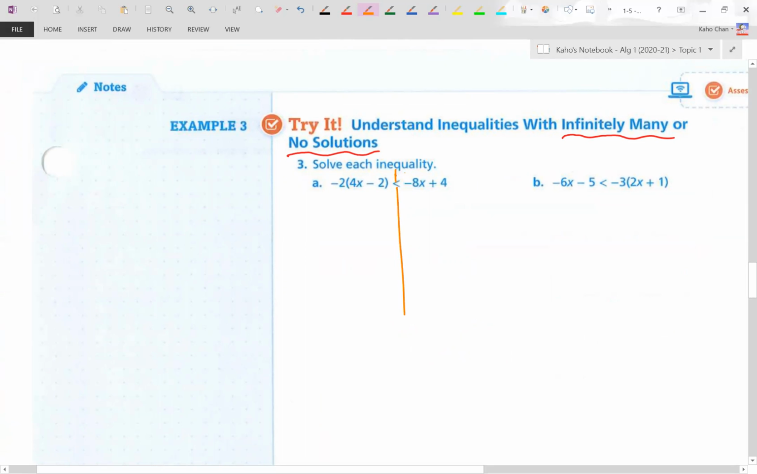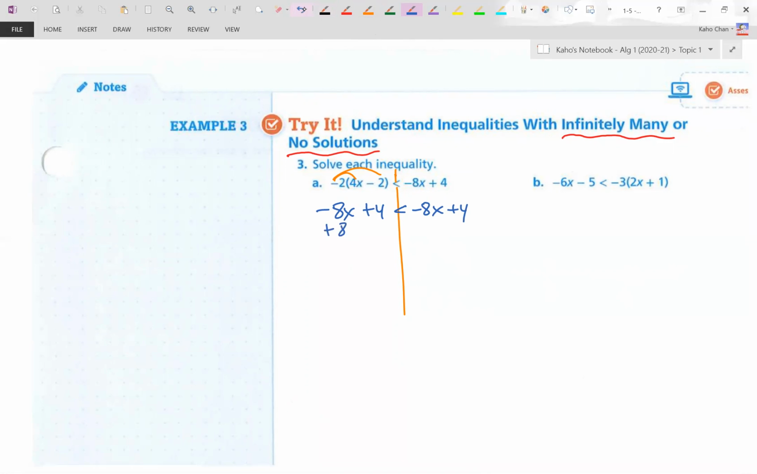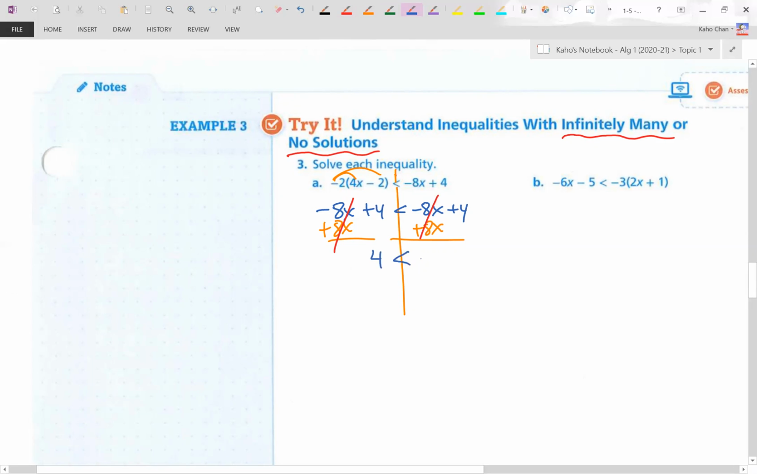Let's do that. Distribute the -2 to both sides. I'm sorry, distribute the -2 to the parentheses. That's what I meant to say. -2 times 4x is -8x. -2 times negative is +4. -8x on both sides. What happens when we add 8x to both sides? Oh. They go away. The variables go away. We're left with 4 is less than 4.